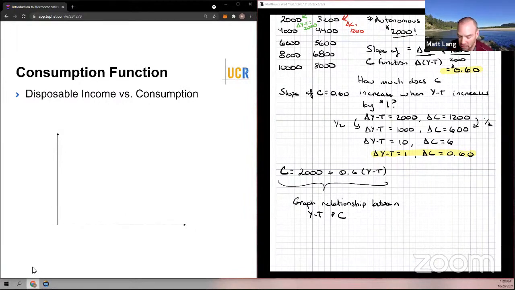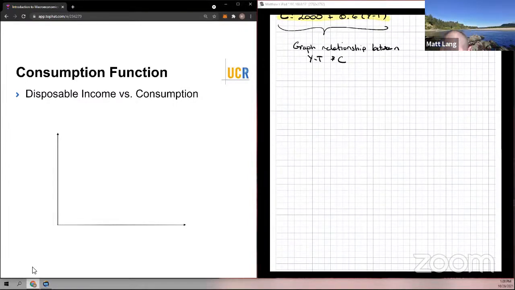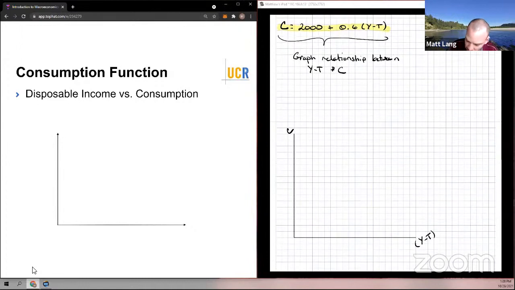We're hanging on. So let's graph this relationship. All that stuff in the table, we can boil down into just this: consumption is equal to 2,000 plus 0.6 times y minus t. Let's graph this. We've got our y-axis and our x-axis. The x-axis is y minus t, our disposable income, and we're going to have consumption on the y-axis. So we've got 2,000 plus 0.6 times y minus t. How do we graph this?